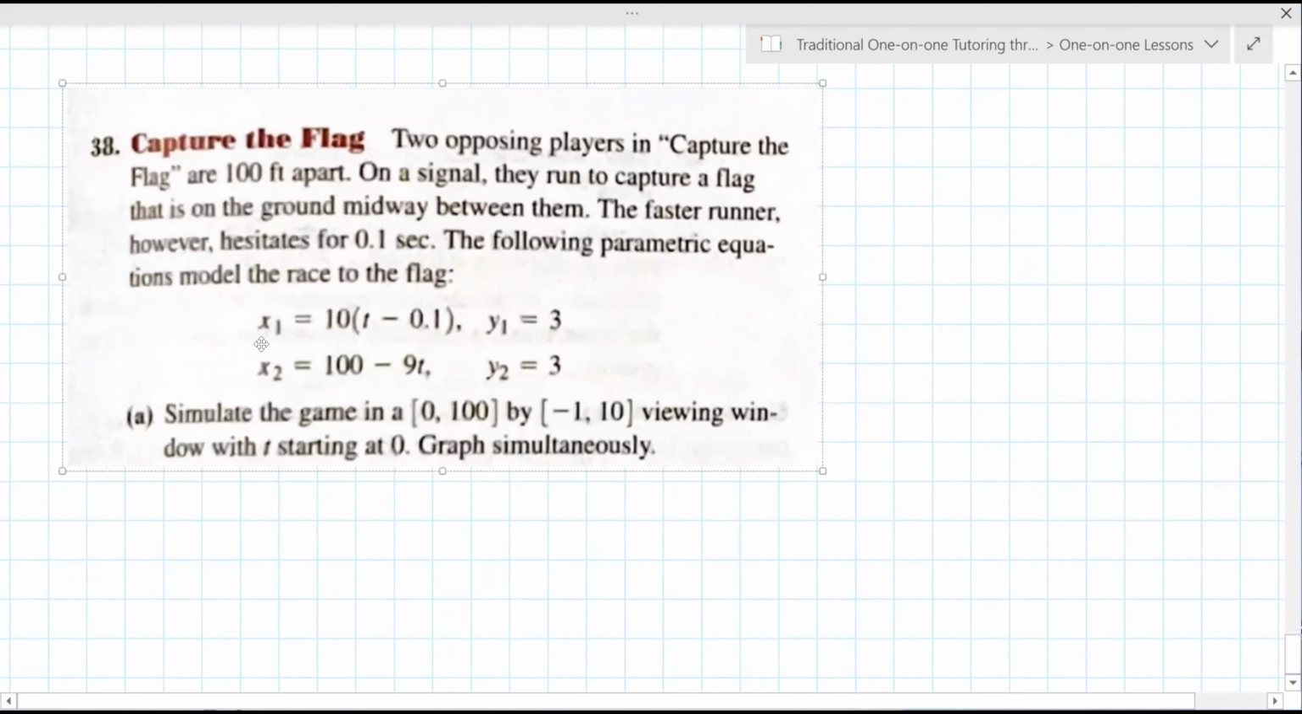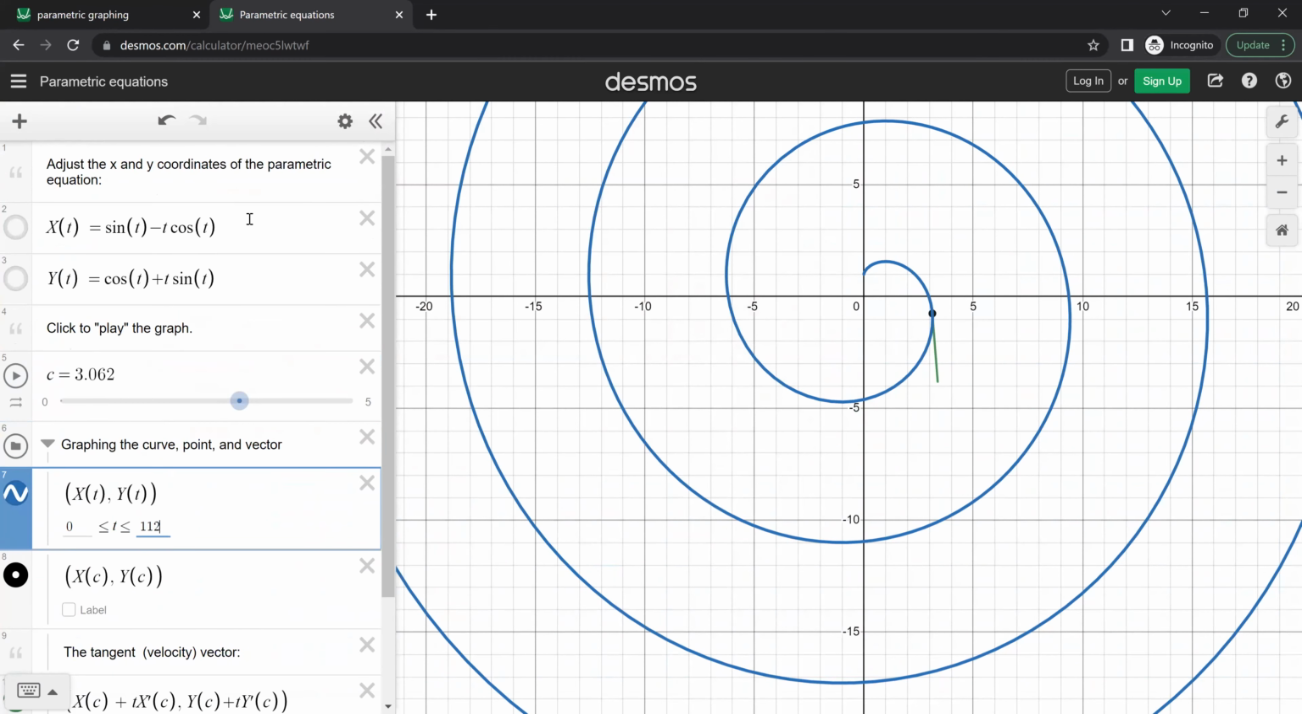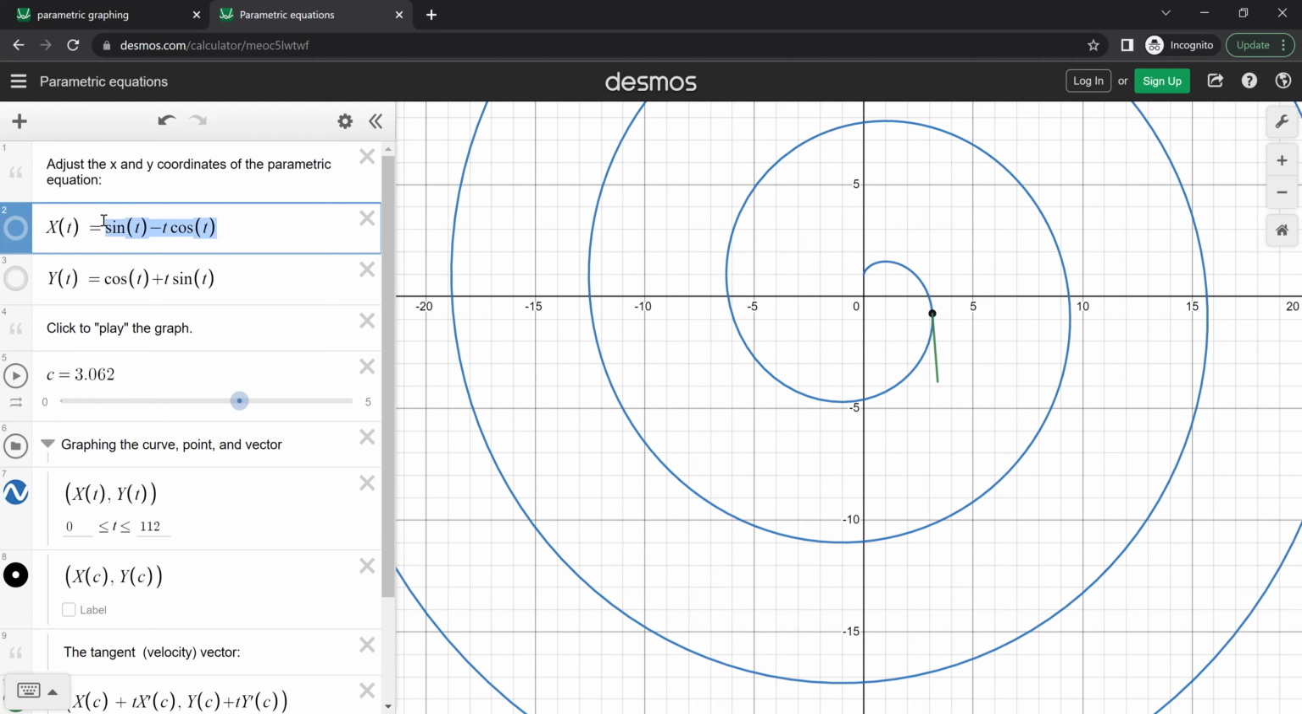So they just want you to graph these two functions, but you have to find the right window here. Faster runner, however, hesitates. So my guess is they'll intersect somewhere. We'll do another graphing on this and see if... let me try the other one here. Maybe this one is better graphing for what we're trying to do.